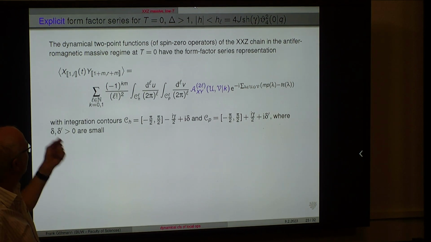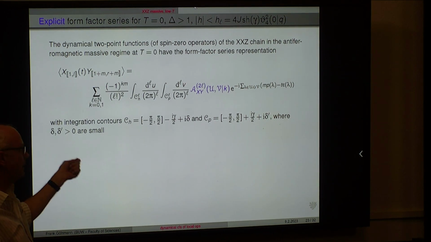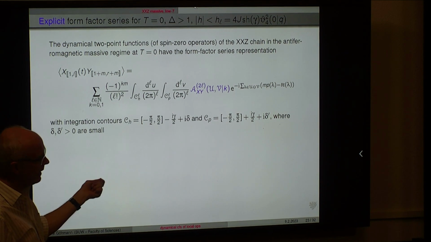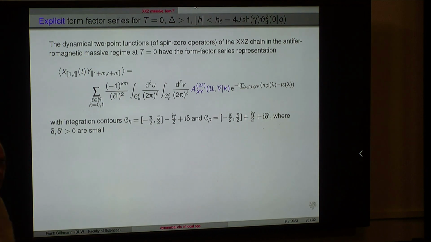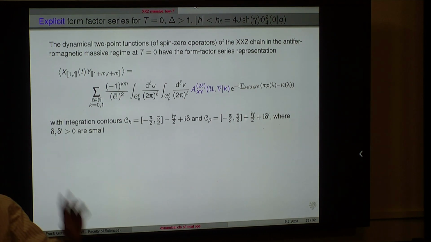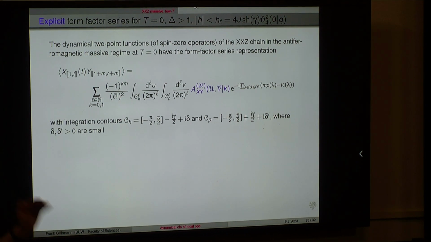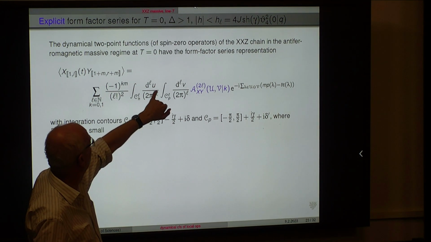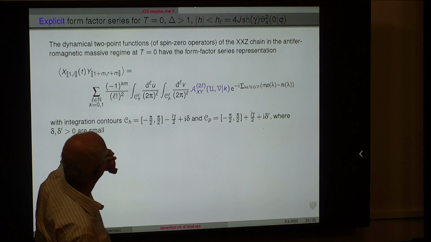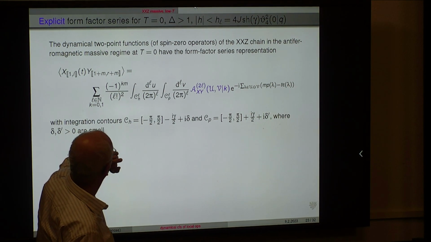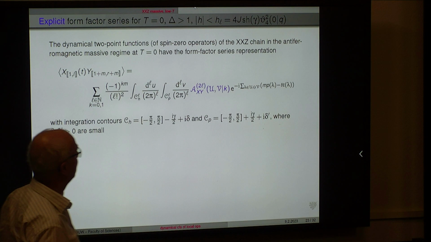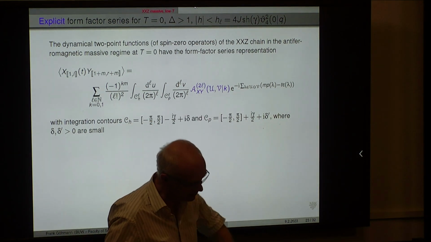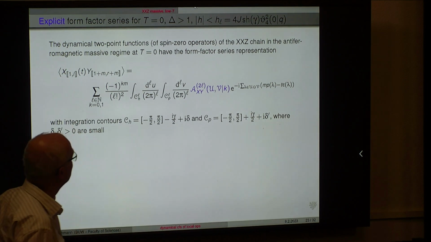So what happens to our sum over excitations? It becomes the sum over classes of excitations. And in every class, we integrate. So classes means one particle, one hole, two particles, two holes. And within this class, we have an integral. So U's are holes and these are particles, right? And this U, capital U, and P is the set of all particle and hole parameters.